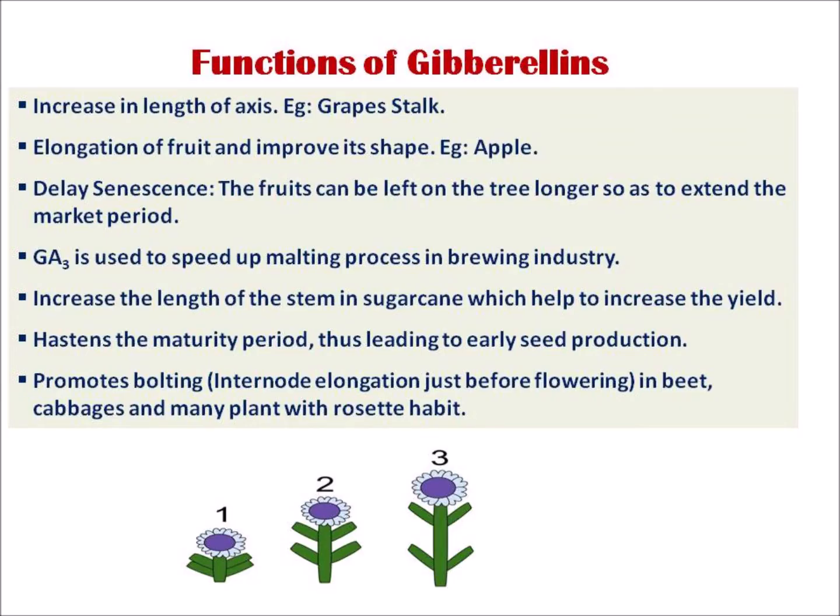Here are the functions of gibberellin. Increase in length of axis in grape stalk, elongation of fruit and improve its shape. Example, apple: delay senescence. The fruits can be left on the tree longer so as to extend the market period.